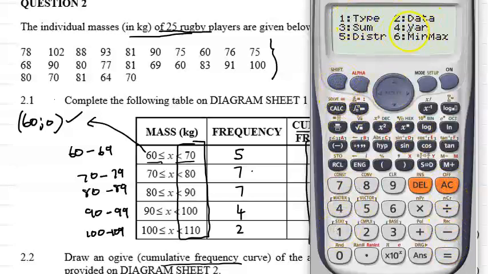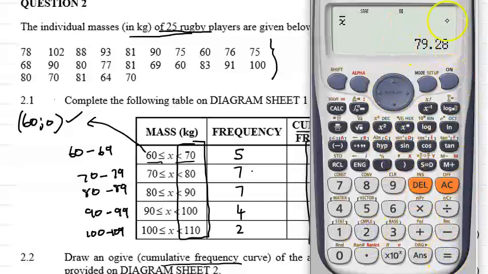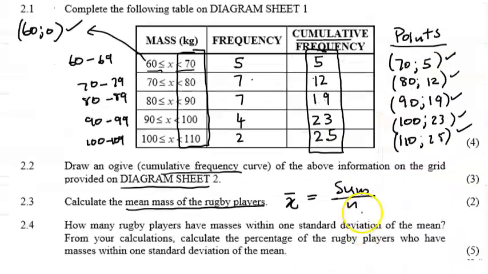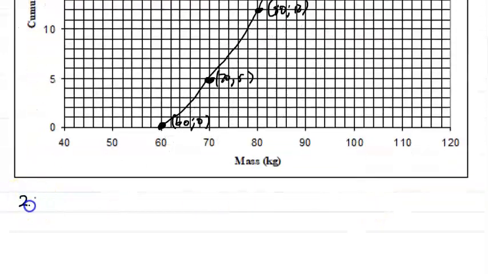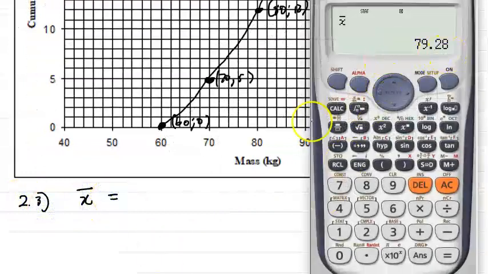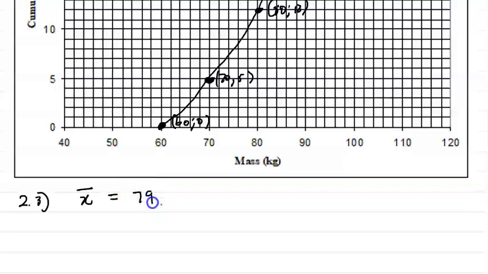Now you want the mean, so we're going to press option 4, and the mean is x bar, which is 2. Press equal to. 79.28. So our mean is equal to 79.28 kilograms.